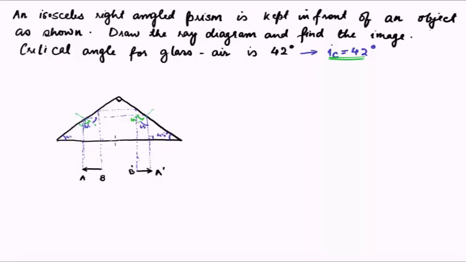So this example shows clearly how to draw the ray diagram and what is the importance of the critical angle. Since the angle of incidence was more than the critical angle, total internal reflection took place. Suppose that this angle were less than 42 degrees, then refraction would have taken place and the ray of light would have moved somewhere in this direction. Then total internal reflection would not have occurred. Okay, so next let us see another numerical.